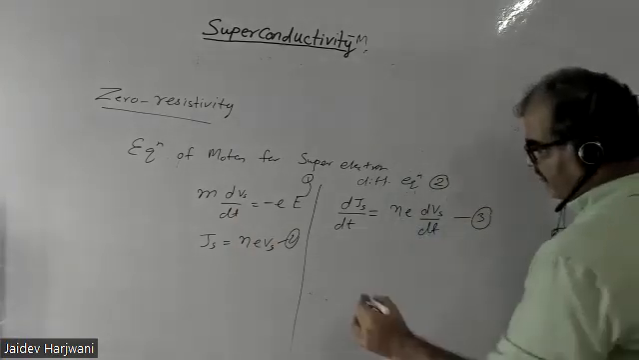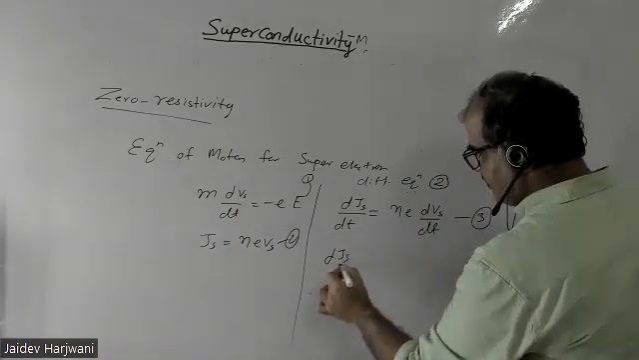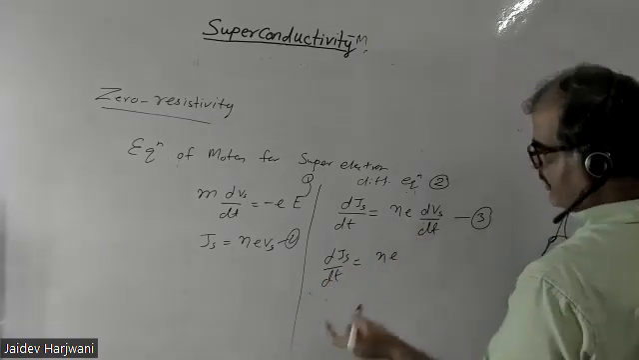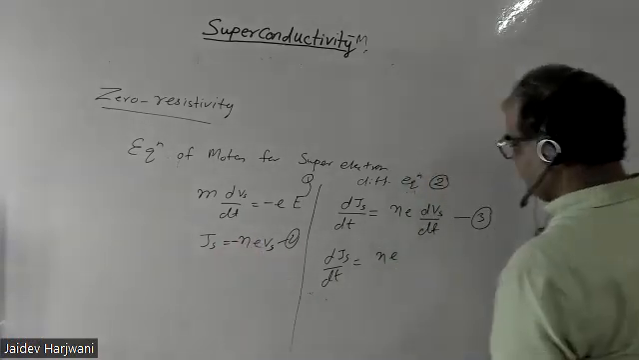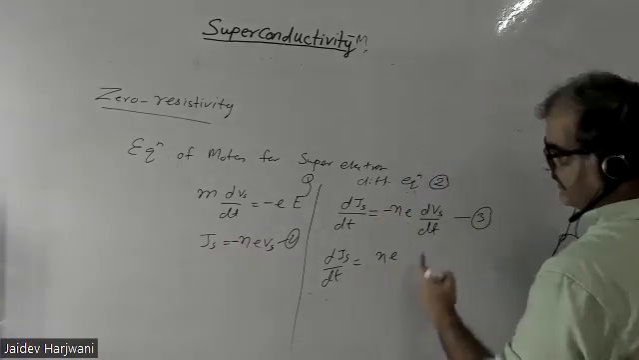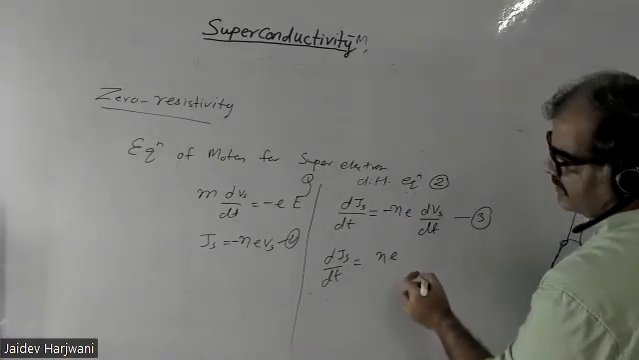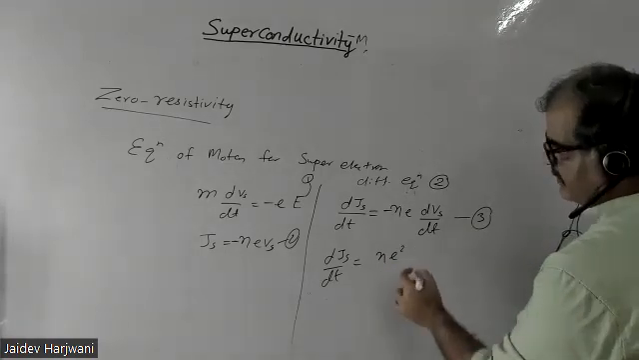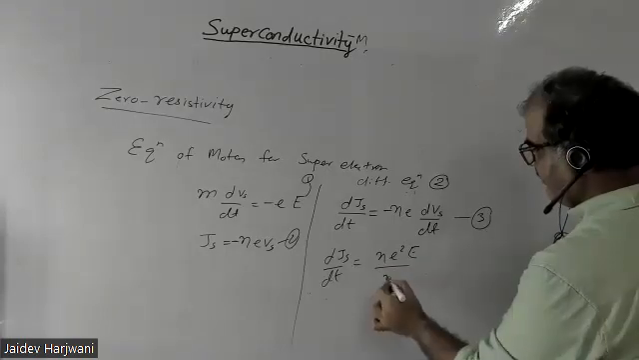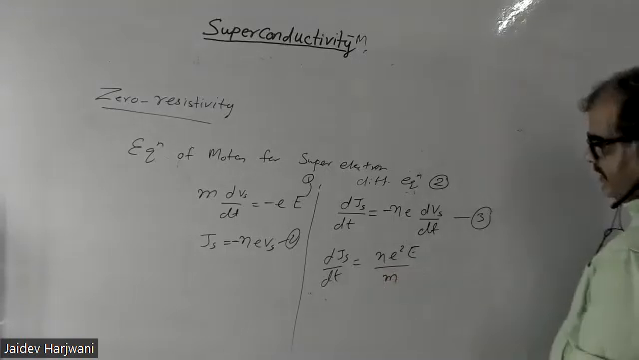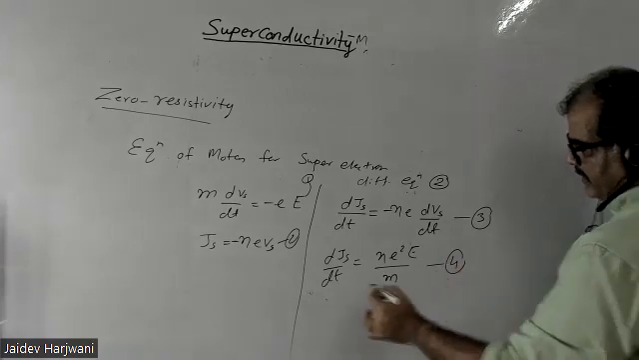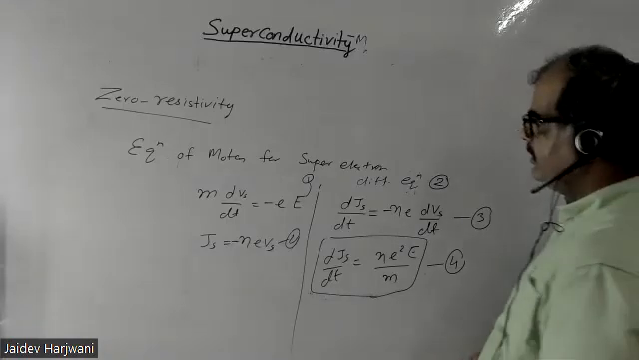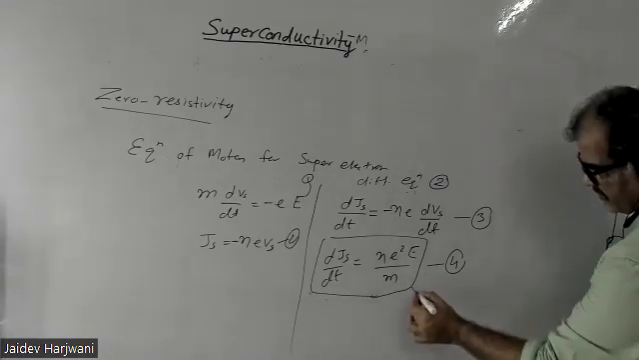So if I put the values here, I can write dJs by dt equal to n e and dvs by dt. You can put minus here, and if you put minus here, you get minus minus, which is plus. And dvs by dt will give you what value? It gives n e squared E by m. Say this is your equation four, and this equation is called your first London equation.